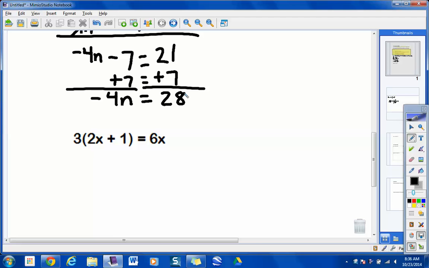21 plus 7 should have been 28. All right, so what do I want to do next then? I got ahead of myself. Divide by what value, Chelsea? Good. What am I going to get for a solution here, gang? These would cancel. What is 28 divided by negative 4? Negative 7. Good job, guys.